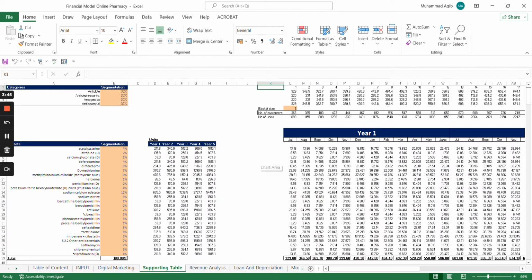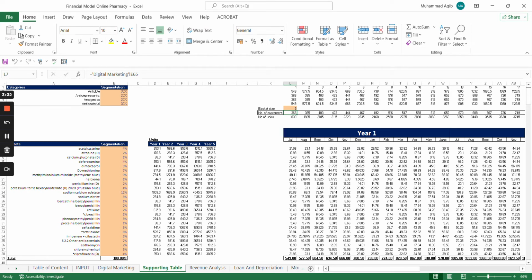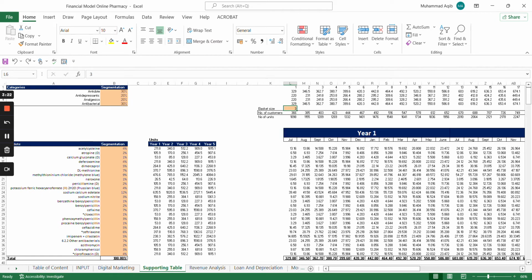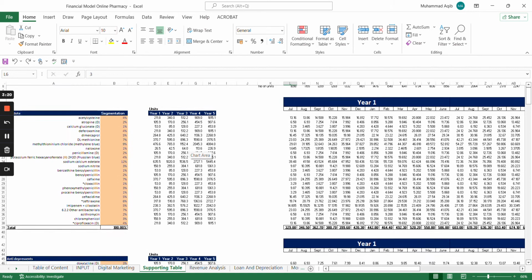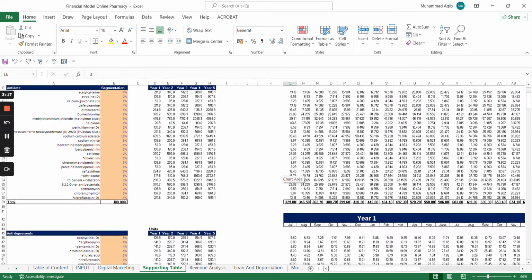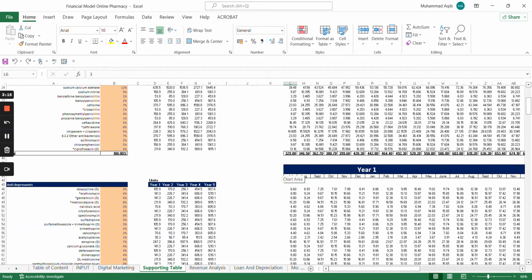Moving on to the supporting table, this shows us the number of customers that are generated from the digital marketing as well as the basket size that is free. This means if the basket size is increased to 5, the number of units being sold is increased. Hence, we can establish a relationship between basket size and revenue: as the basket size increases, the revenue increases. This sheet also includes different categories with their respective products and the number of units sold in each category.